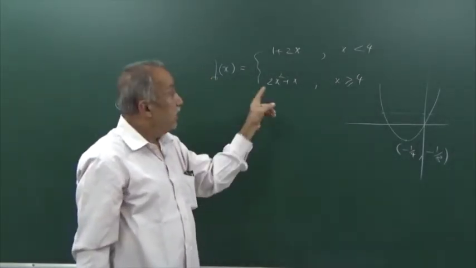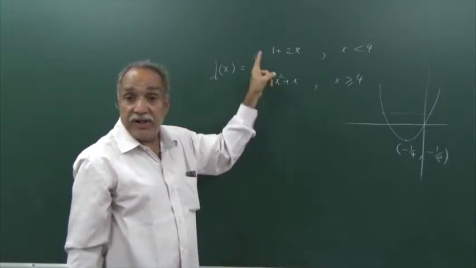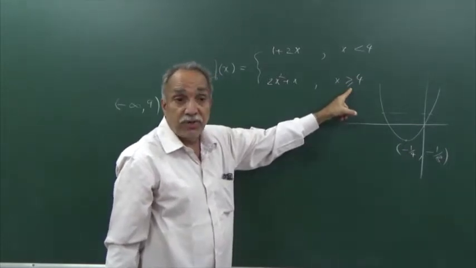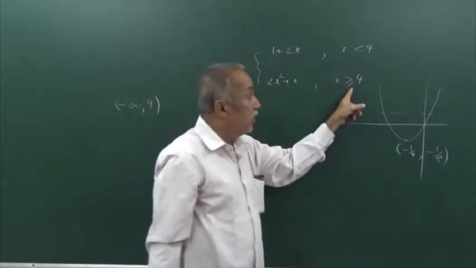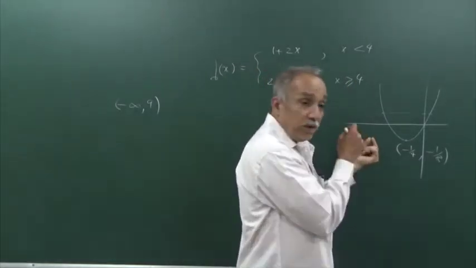But the formula, the part 2x square plus x in the definition of the function, is applicable only for these values of x. This is not applicable for an arbitrary x. You cannot use this formula at the point x equal to 0. At the point x equal to 2, you cannot use this formula. Your application of the formula starts only after x equal to 4, including x equal to 4.